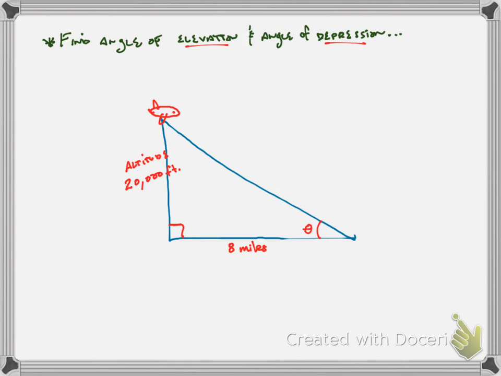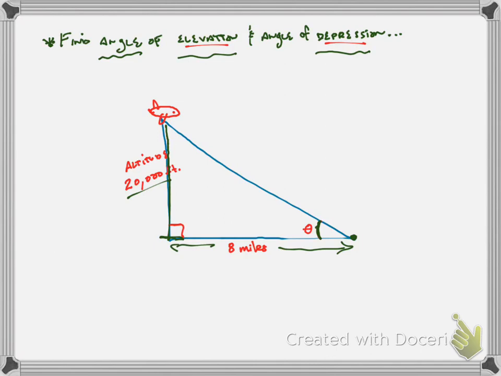Next example, this is more of a vocabulary example. I just want to talk about the angle of elevation and what that means. Find the angle of elevation and the angle of depression in this case. We have a plane flying at an altitude, and an altitude makes a 90-degree angle with a horizontal. Find the angle of elevation, theta in this case, if a plane is flying at an altitude of 20,000 feet and is 8 miles away from someone standing on the ground.